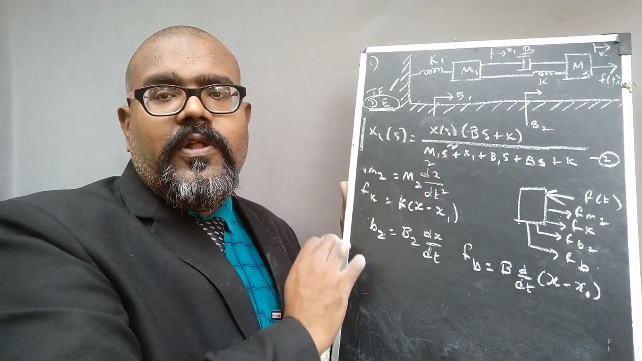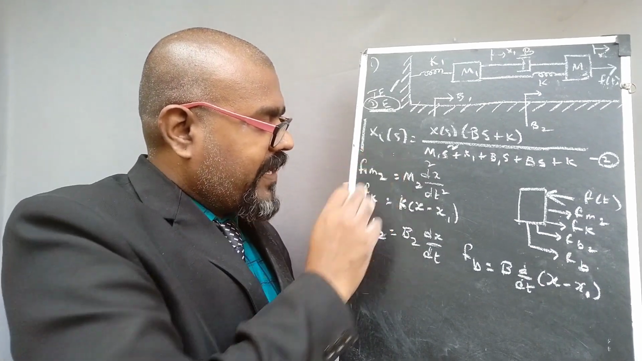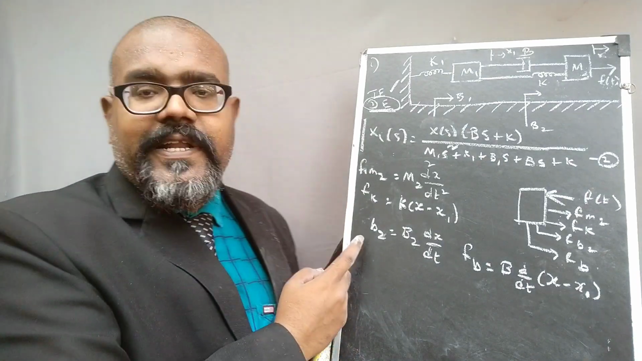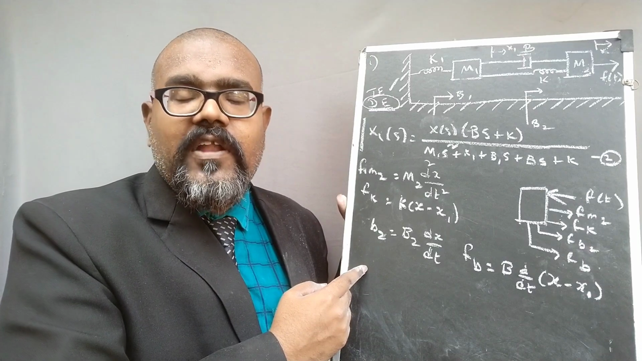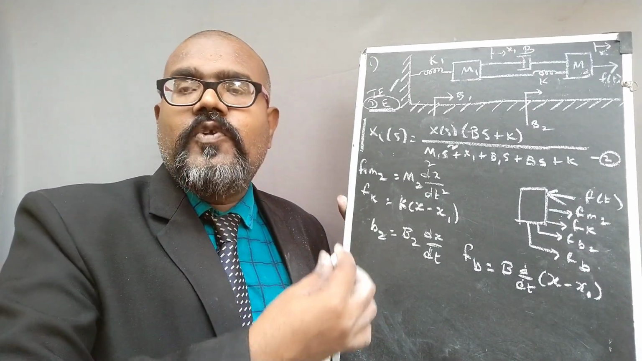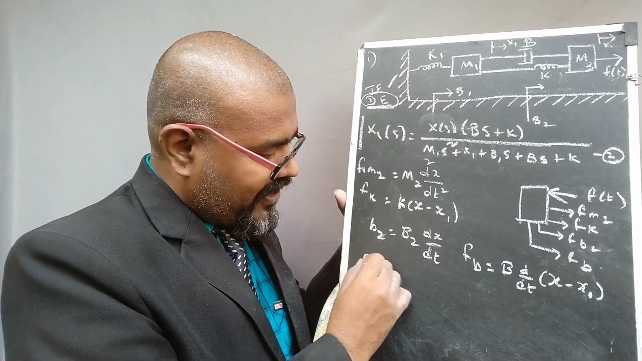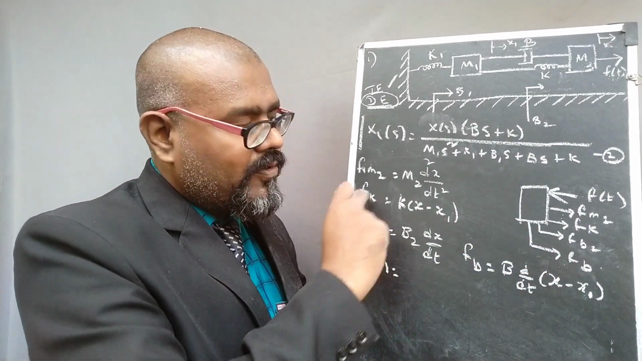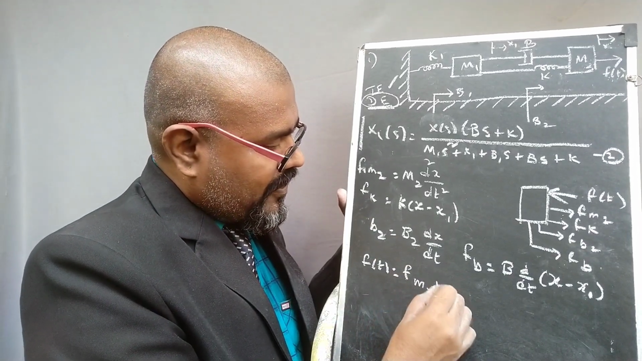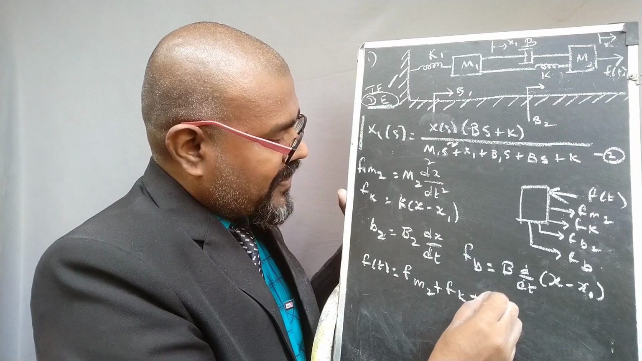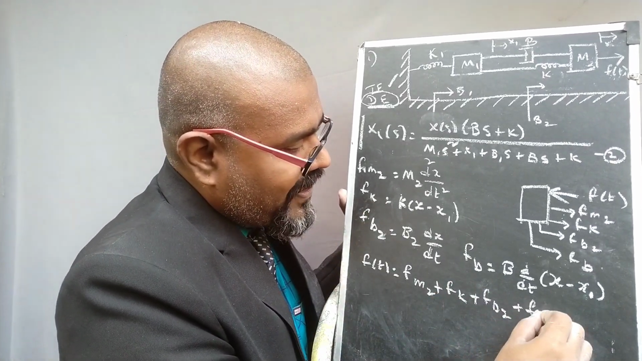So once we frame all these things, that is, find out all these particular FM2, FK, FB2, the next step is we need to apply Newton's second law of motion. According to Newton's second law of motion, all the applied force is equal to the opposing force. So here the applied force is f of t, and f of t is equal to the sum of all the opposing forces, that is FM2 plus FK plus FB2, then plus FB.